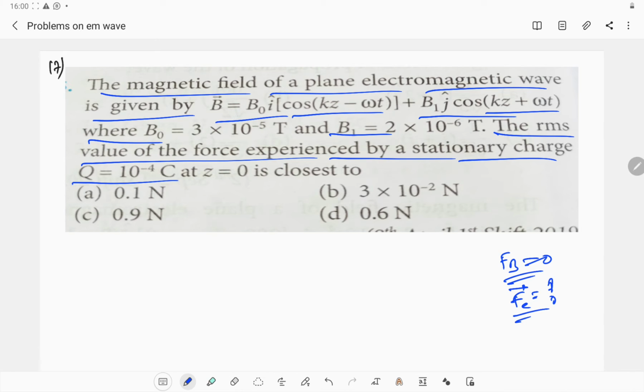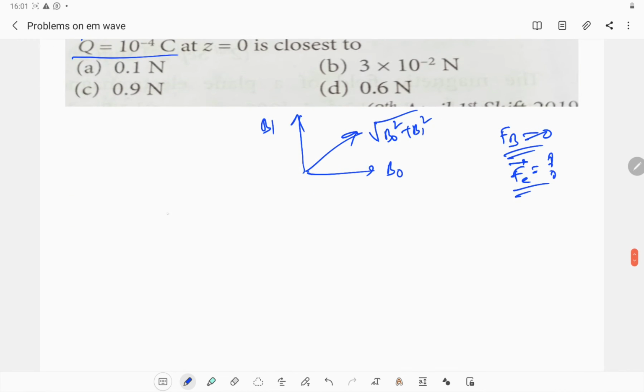But here the magnetic field, one is kz minus omega t, another one is kz plus omega t. These two are perpendicular to B naught, one vector is acting along i cap, another is j cap. Therefore, this is B naught. Another one, B1, is acting along j cap. This is B1. So, the resultant becomes B naught square plus B1 square. Therefore, B is equal to square root of B naught square plus B1 square.